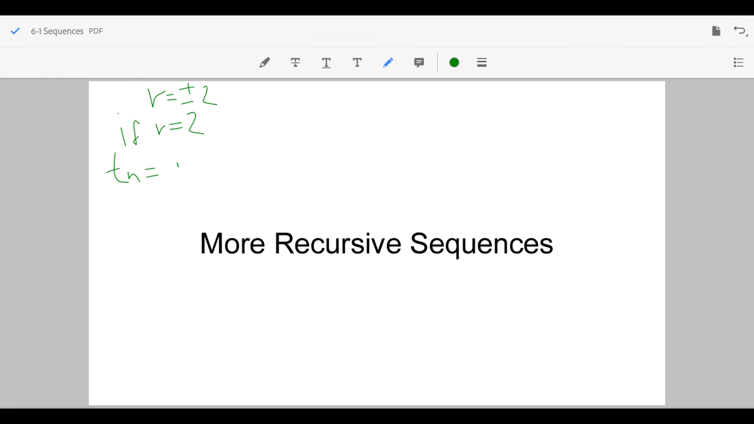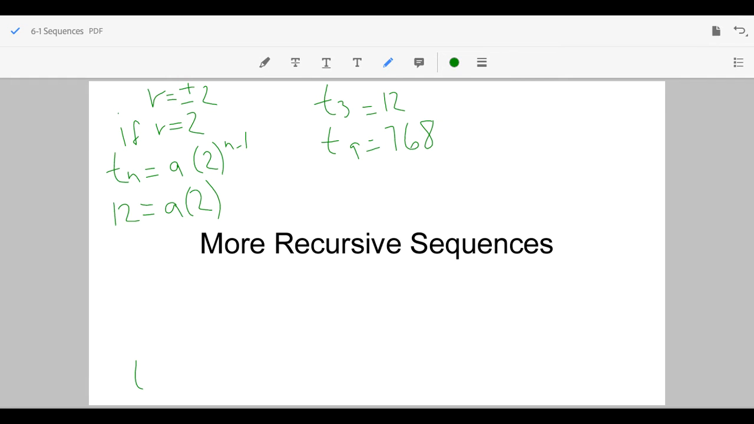Term n is equal to a times r, which is 2 to the n minus 1. And now I'm going to take some of the information that we already knew, which was that term 3 was equal to 12, or term 9 was equal to 768. I'm going to go with term 3 equals 12 because they're much smaller numbers, easier to work with. So 12 is equal to a times 2. This was term 3, so n is 3 minus 1. So 12 equals a times 2 squared. 2 squared is 4. So 12 equals 4a, or a equals 3.